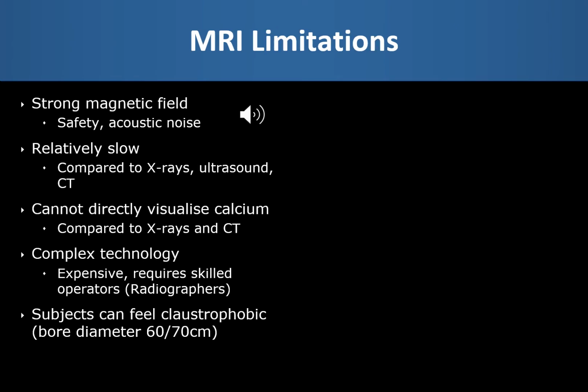MRI has several limitations compared to other medical imaging techniques. Since it uses very strong static magnetic fields, we have already seen the projectile risk from ferromagnetic objects coming near to the magnet. Magnetic field gradients are also used to spatially encode the MRI signal. The coils that create these gradient fields physically flex like a loudspeaker, creating the characteristic knocking noise during an MRI scan.